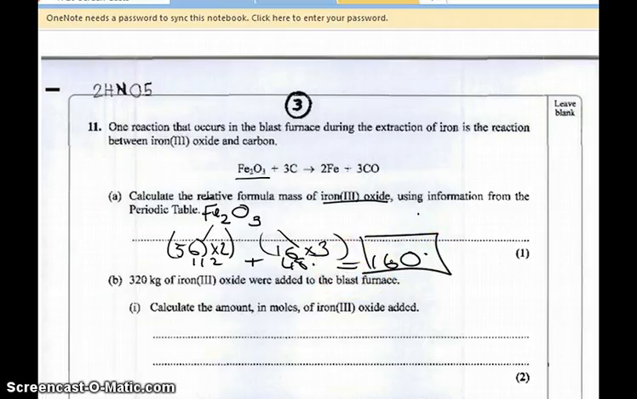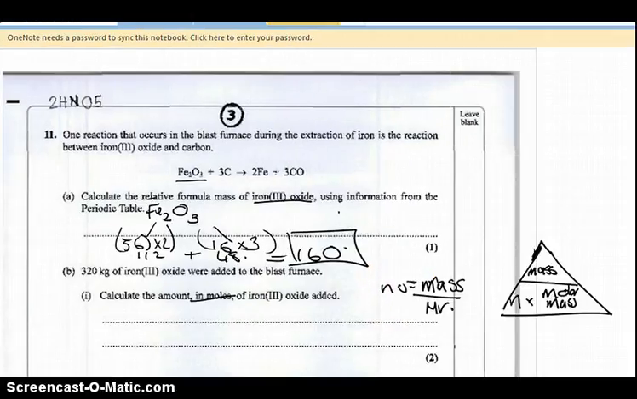So looking at question B, 320 kilograms of iron 3 oxide were added to the blast furnace. Calculate the amount in moles of iron 3 oxide. So in order to do this one again, now we need to get back to our formula triangles. So the number of moles equals the mass divided by the Mr. Or if you look at the formula triangle and you cover up N for the number of moles, it's mass divided by molar mass, or Mr.